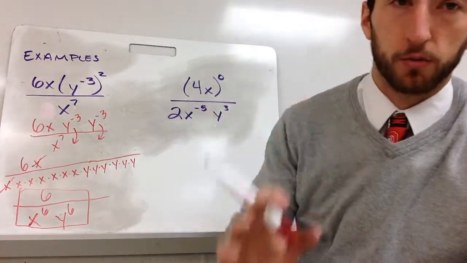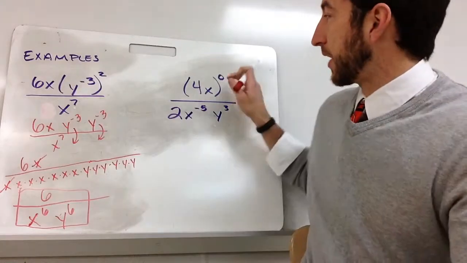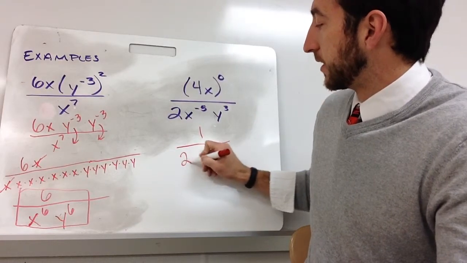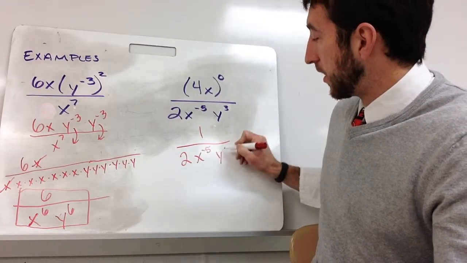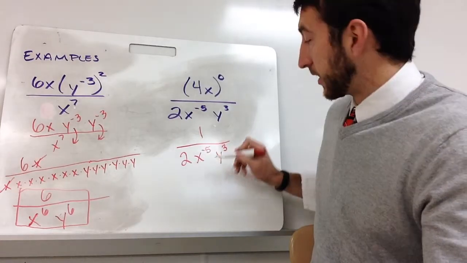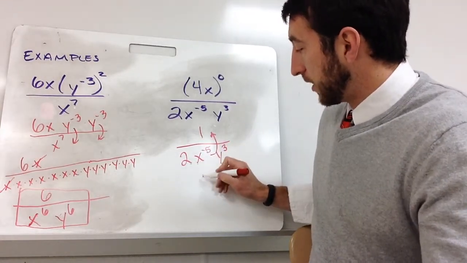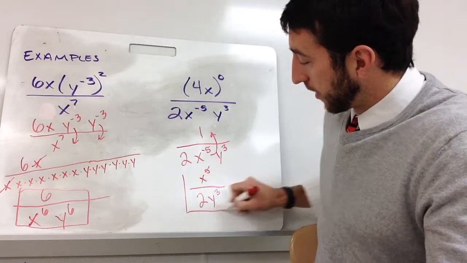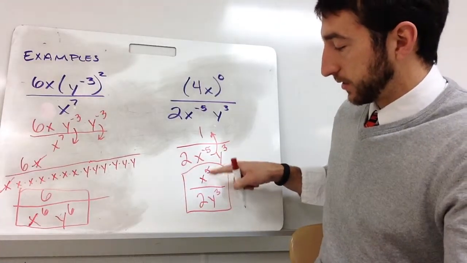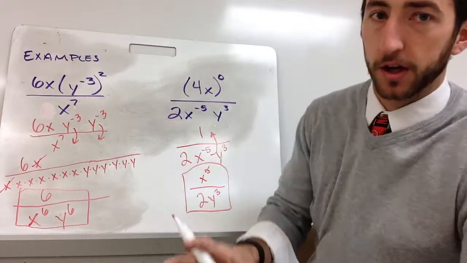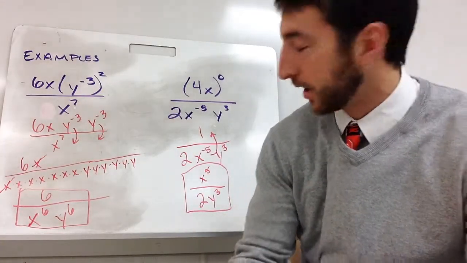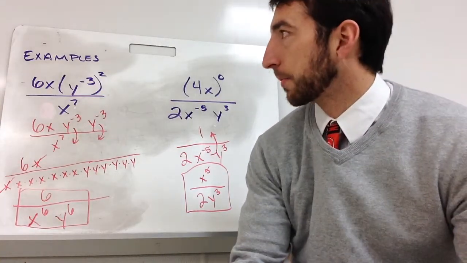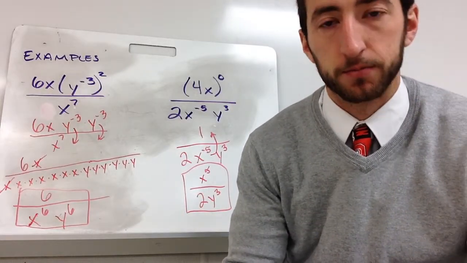And then here, remember our one rule is if anything is raised to the 0 power, it becomes a 1. So everything inside the parentheses just becomes a 1. So it's 1 divided by this. I've got a negative 5 in my denominator, so that's going to move up. So I've got x to the 5th over 2y to the 3rd. I don't have x's in both my numerator and denominator, or y's in my numerator and denominator, so I don't have to divide anything out, so that's it, completely simplified. And so that is simplifying exponents.